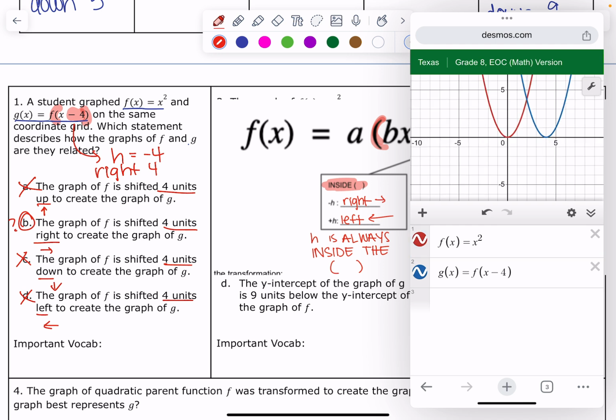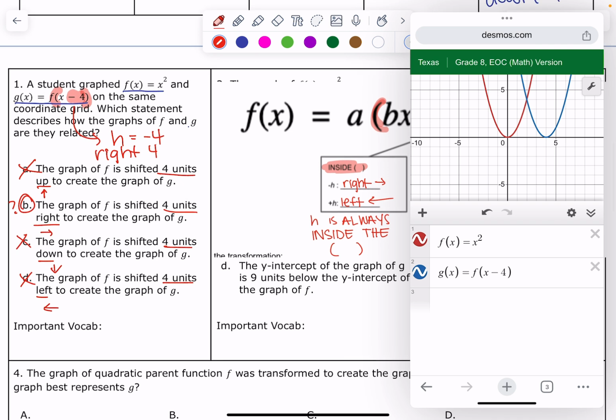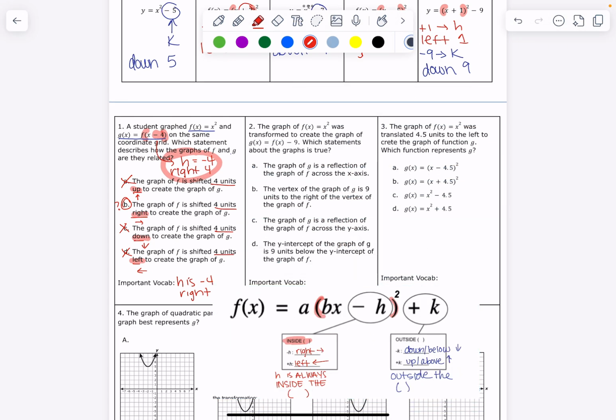So important vocabulary is going to be h is negative 4. Right. So here there's not a lot of important vocabulary. I mean, there's a ton of important vocabulary: up, right, down, left. But what you really need to note is h and k. So we're going to keep focusing on that, okay? So let's keep trying to use these rules, all right?